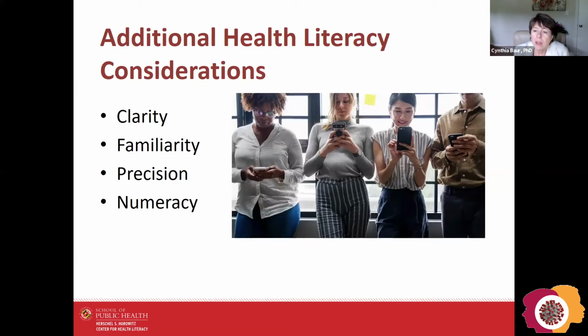So really emphasizing what's familiar to people will give them a sense of comfort and help them anchor what you're telling them in what they know. Being very precise in our language.